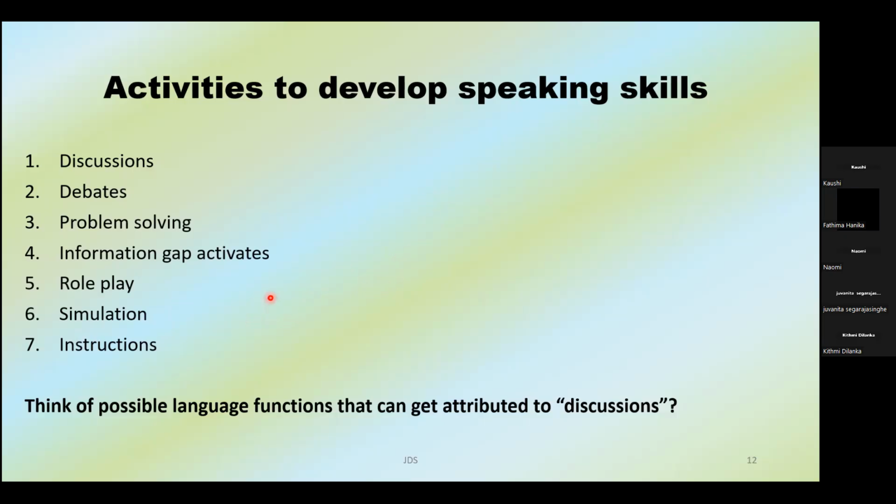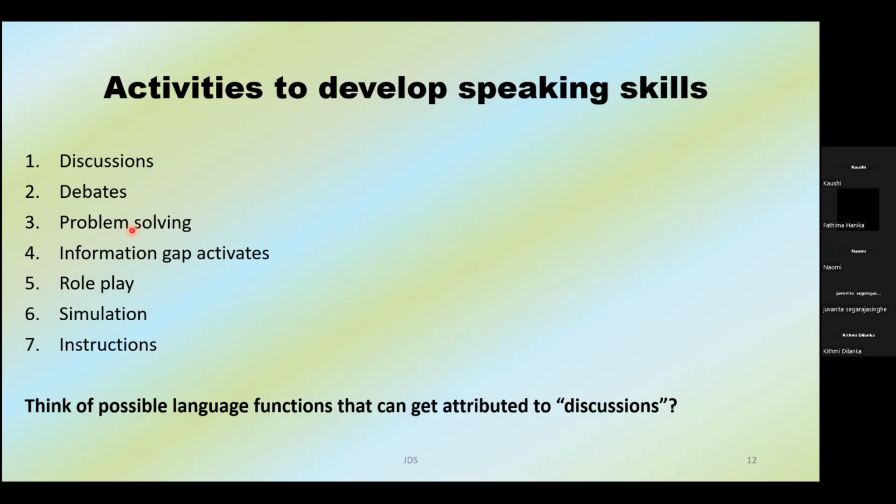Instructions, giving instructions, commands, speaking out. TPR, total physical response, something similar to that. Not only that, but even lengthy instructions, depending on the learner level, they can give instructions and also obey or respond to instructions. Think of possible language.